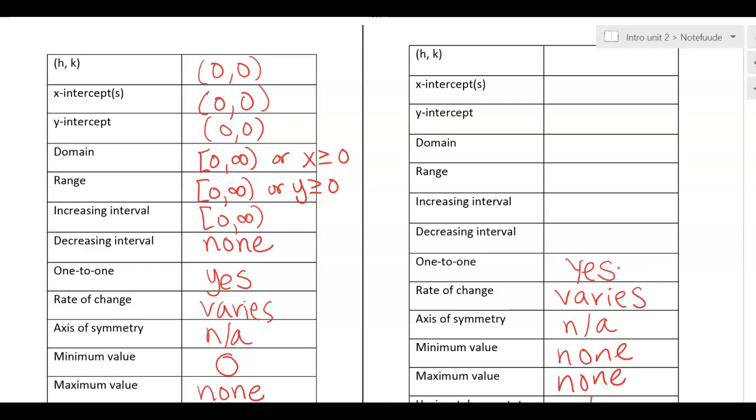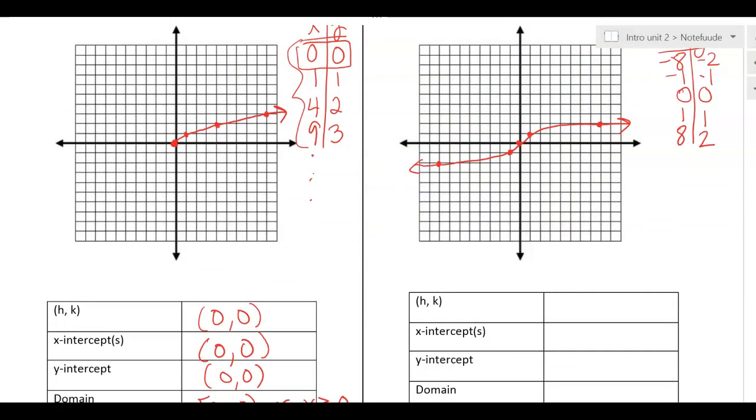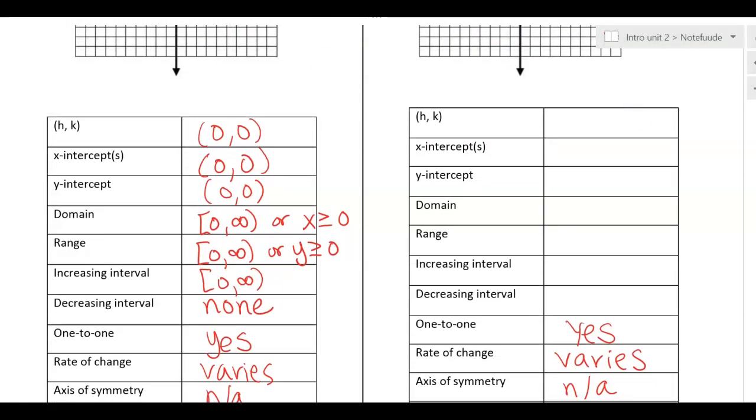And then look at your cube root function. If you were on this function the whole time, moving across the graph from left to right, what would you be doing the whole time? Increasing, sometimes steeply, sometimes not as steep, but the whole time you would be climbing upward. So our entire domain of this graph is increasing and has no decreasing interval. The whole thing is increasing.